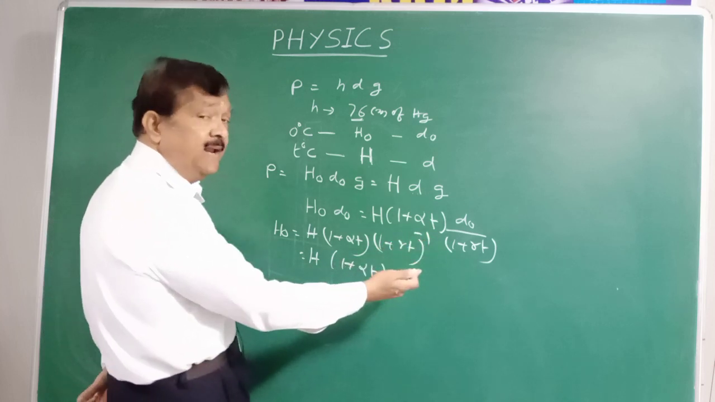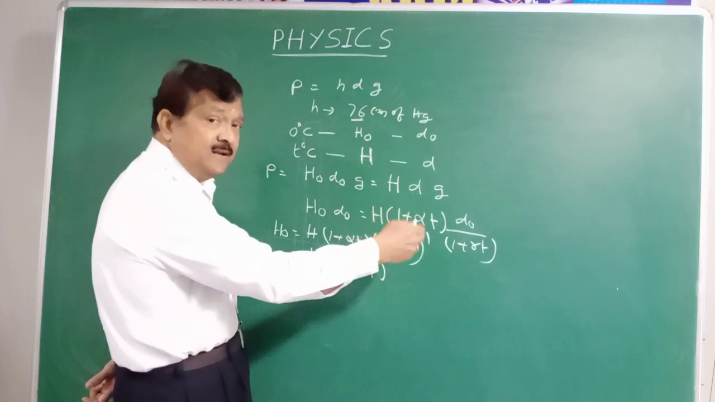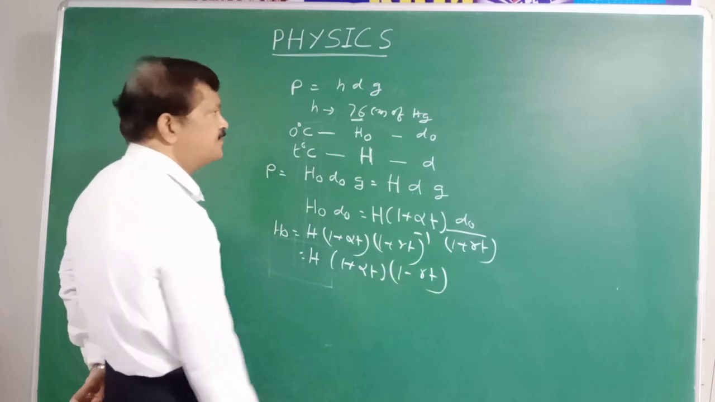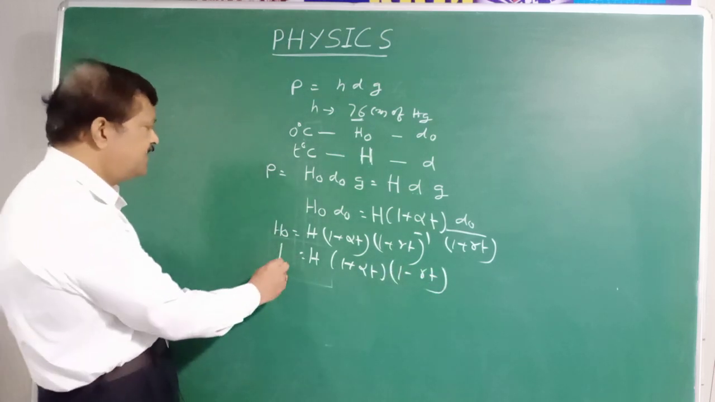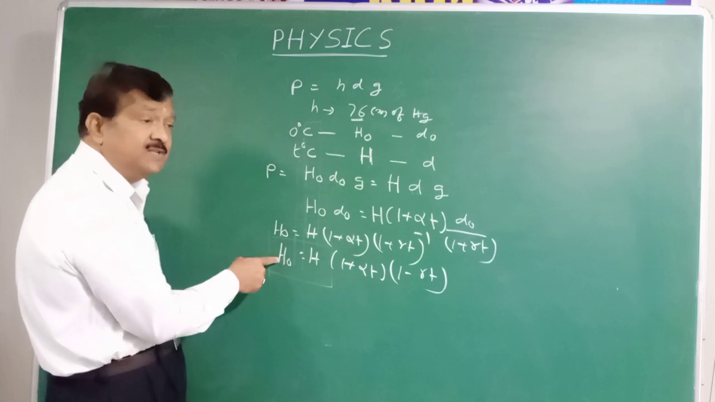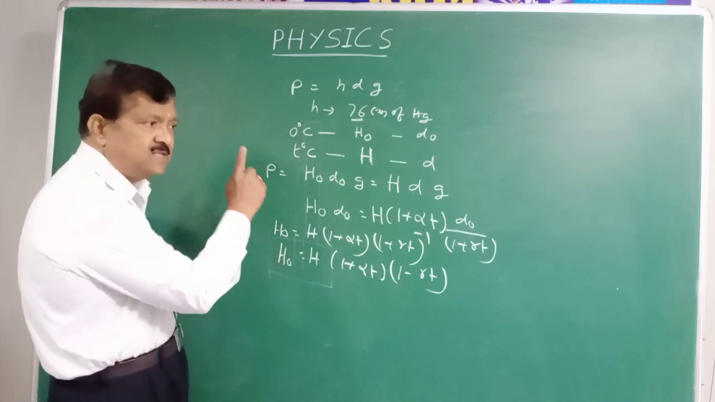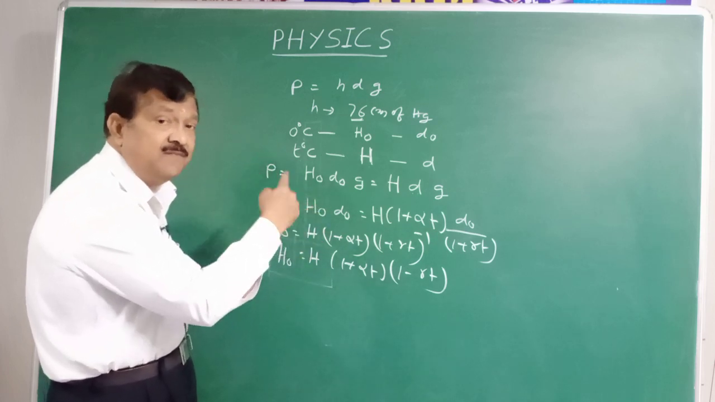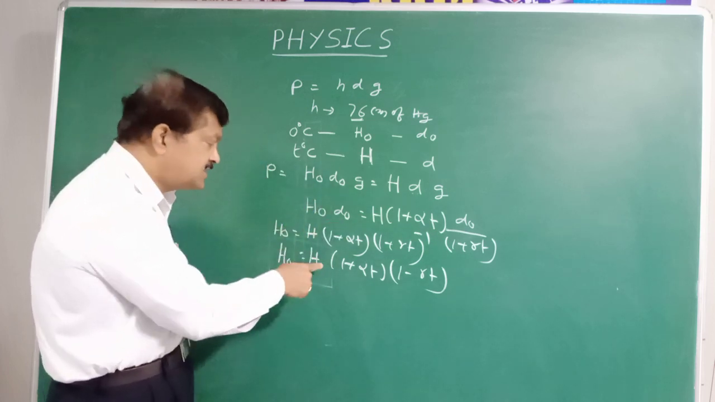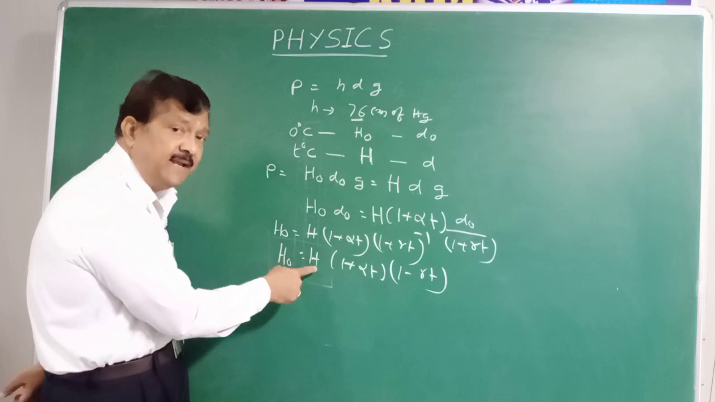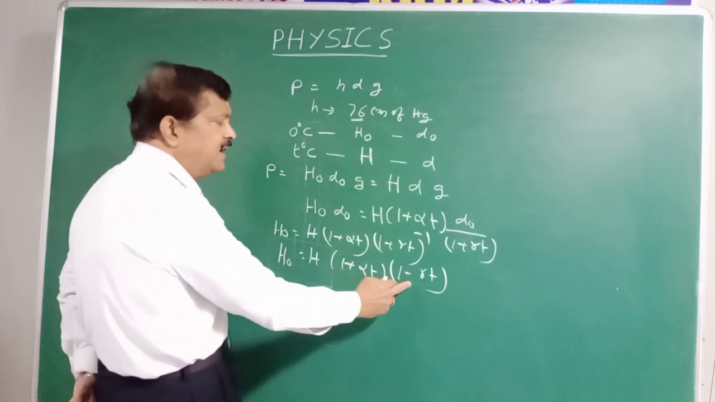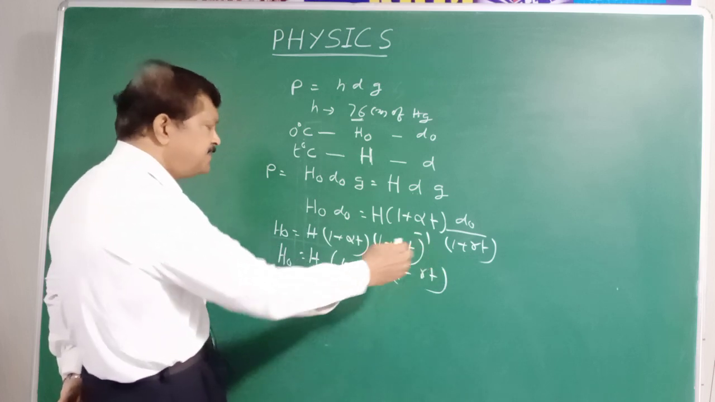Expanding this binomially and leaving the higher order terms, we can take simply this as 1 minus gamma T. So H0 is the reading at 0 degree centigrade given by that scale, and H is the reading given at the given temperature where you are making the experiment. This value we can take, from the reading of the scale, as H of 1 plus alpha T into 1 minus gamma T. Let us expand this.